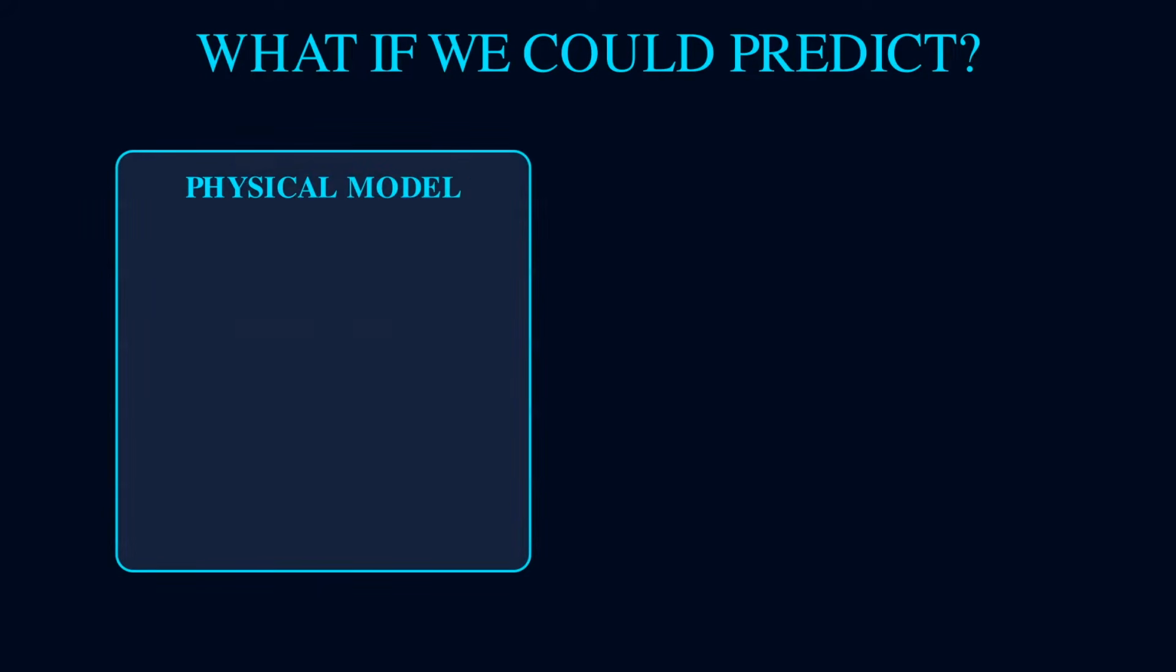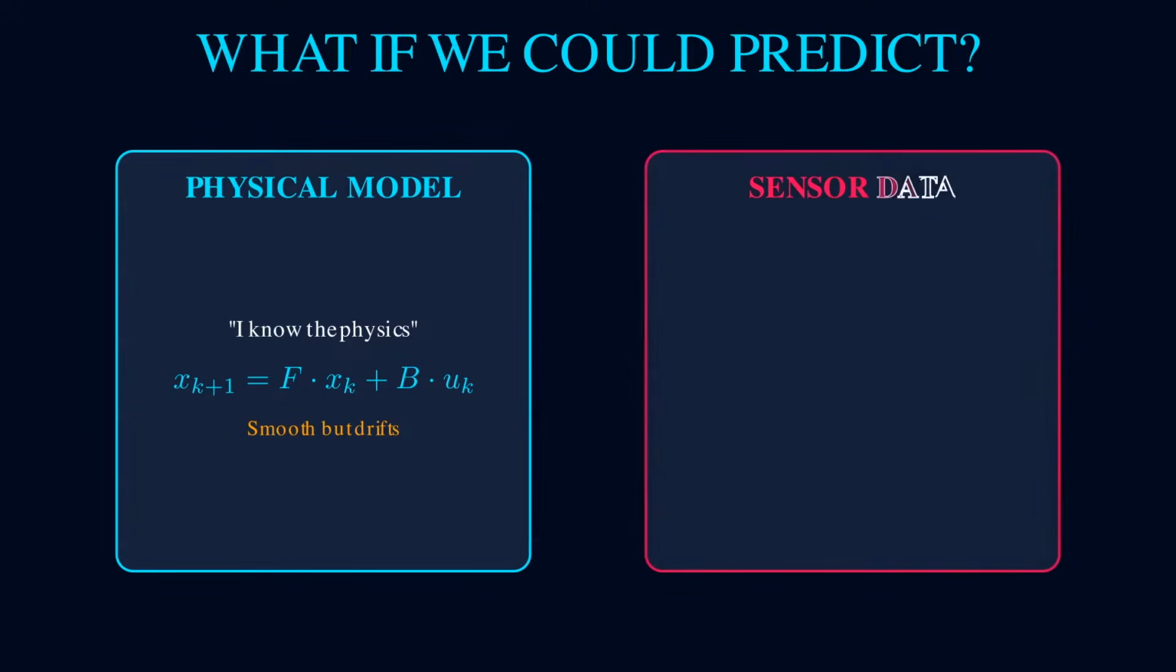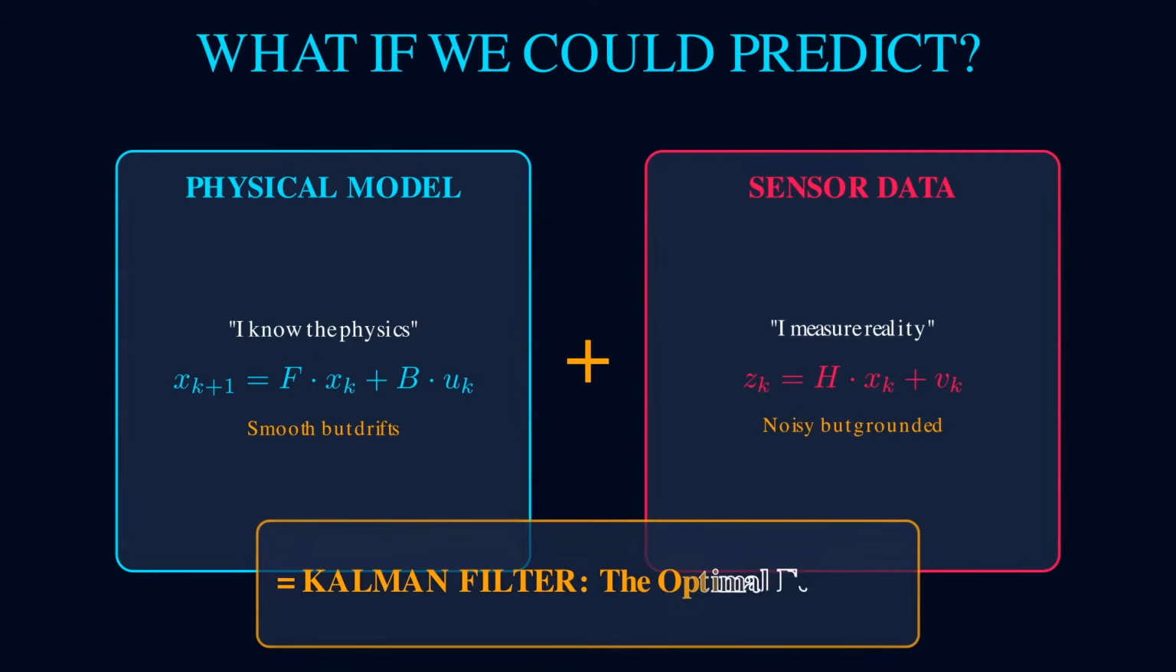What if we could predict where we'll be next? This is the core idea behind the Kalman filter. On one side, we have a physical model that understands the laws of motion. It's smooth, but it drifts over time. On the other side, we have sensor data. It's noisy, but it's grounded in reality. The Kalman filter combines both, producing the optimal estimate. This fusion of model and measurement is what makes it so powerful.